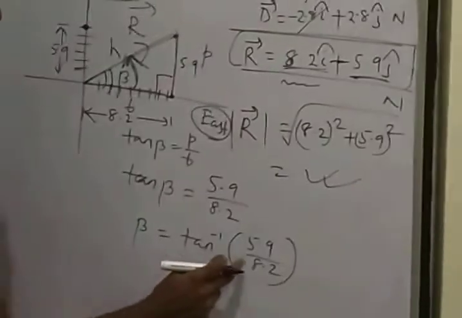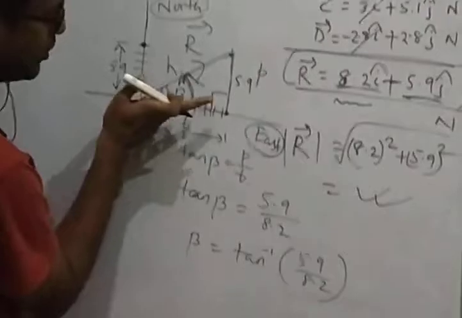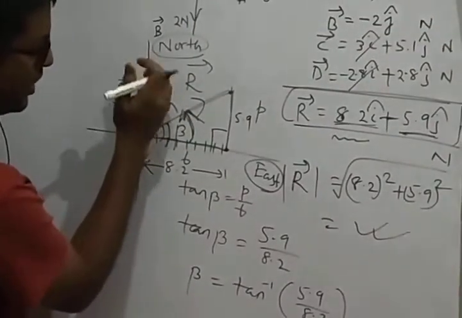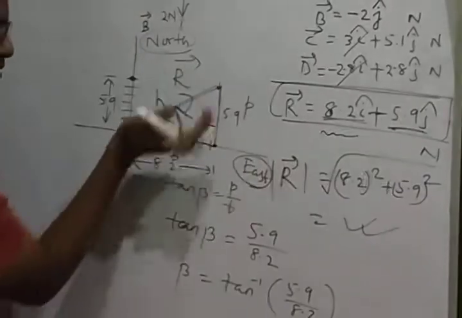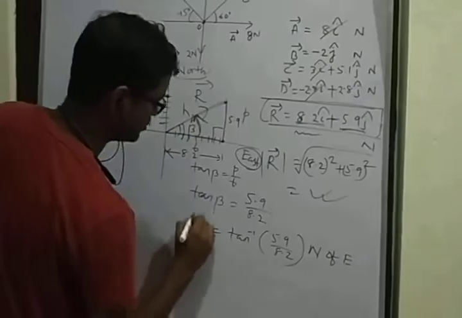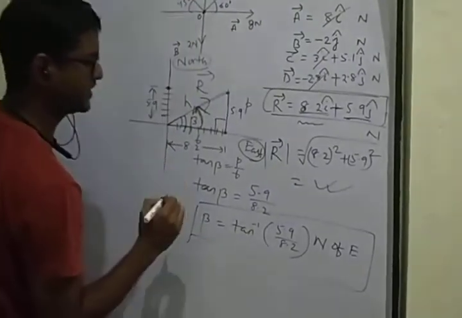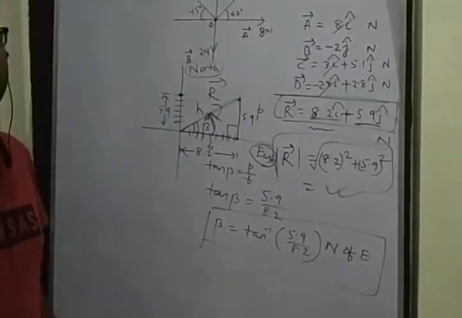So beta equal to tan inverse 5.9 by 8.2. No need to do anything, keep as it is. Now this is something north of east. Going from east towards north. So it will be north of east. So this will be my answer. This will be the direction and this will be the magnitude. Hope everybody is clear. Thank you.